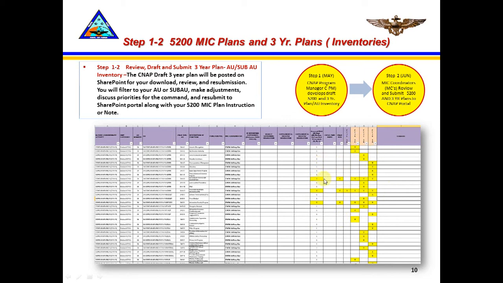So the MIC coordinators and the command determine whether or not they want it to be a local command requirement for that year, which, if they check this block, automatically highlights these blocks and makes it a requirement for the year. Or if the CNAP requires it and they check this block for the upcoming year, it will automatically require it. Also, if it is designated as high, it will be required every year. Mediums are required every 2nd year, and lows are every 3rd year.